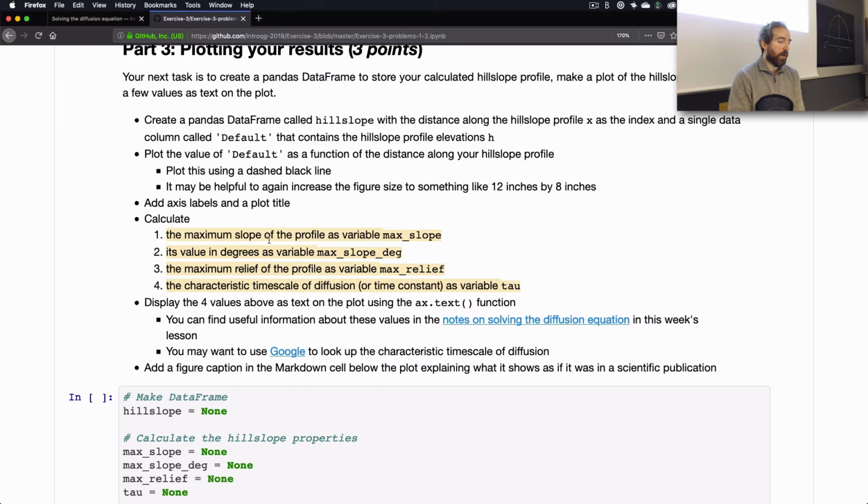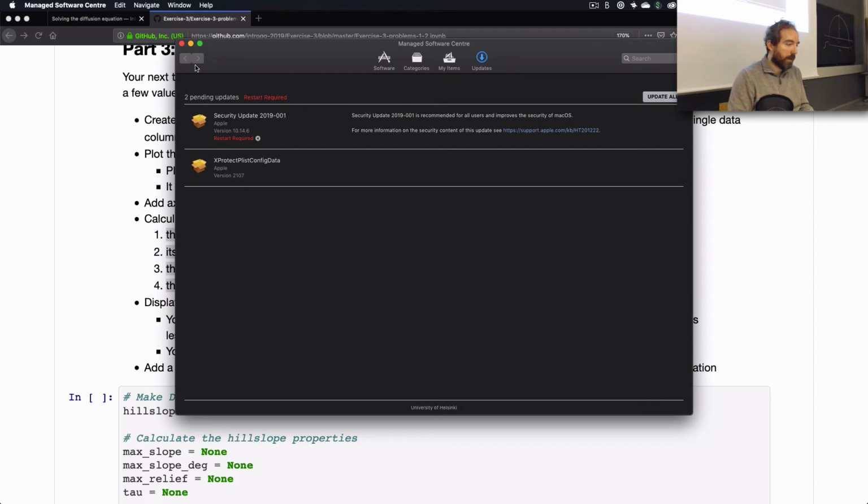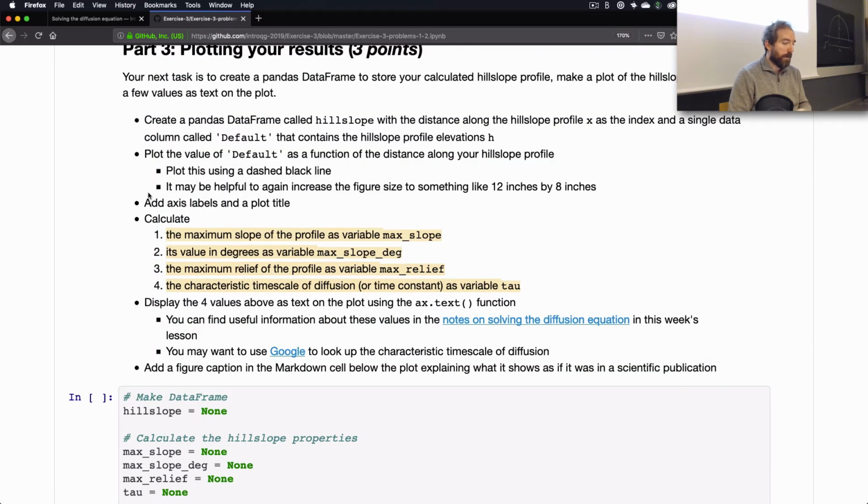That's because we want you to put in text on your plot what the maximum slope is, what the maximum slope angle in degrees is, what the maximum relief is, kind of the highest elevation or biggest distance between the rivers and the top of the hillslope profile, and then what the characteristic time scale is. You may need to look at that one a little bit, but this is basically just a measure of how quickly the landscape would respond to a change in one of the parameters.